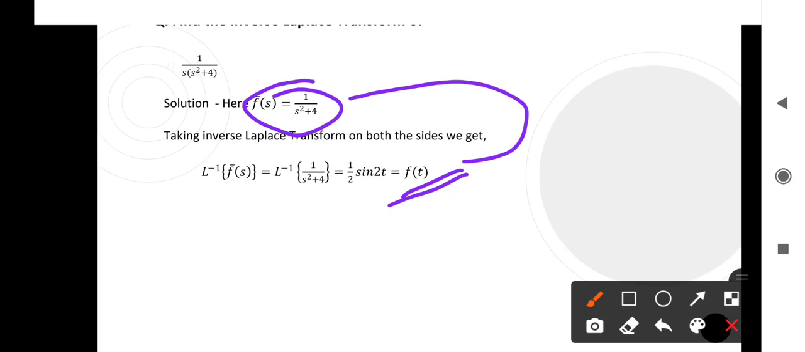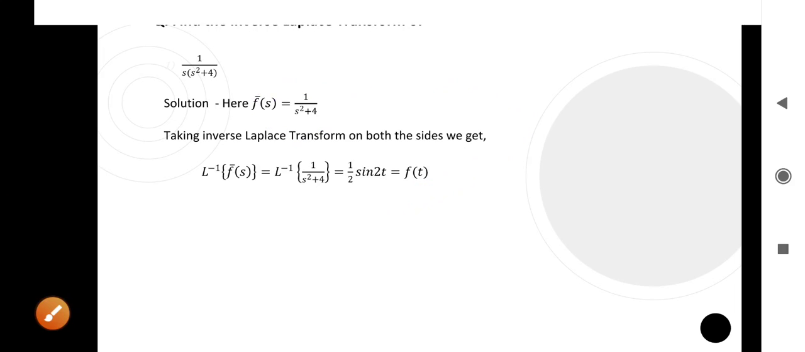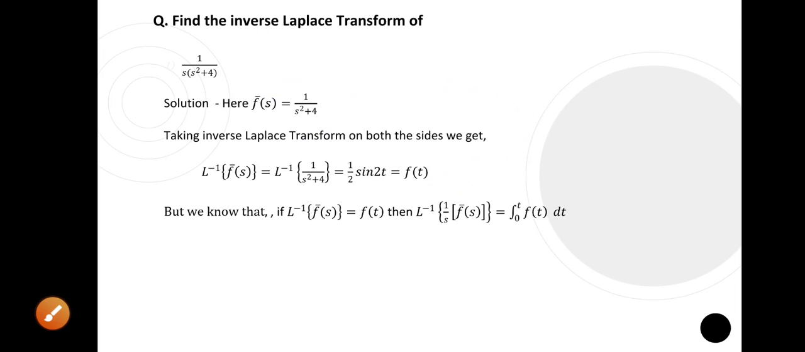Now the last step, that is to integrate this f of t within the limits 0 to t. So you have to write here the result: if L inverse f bar of s is equal to f of t, then L inverse 1 upon s f bar of s is equal to integration from 0 to t f of t dt. So you have to integrate this f of t within the limits 0 to t.